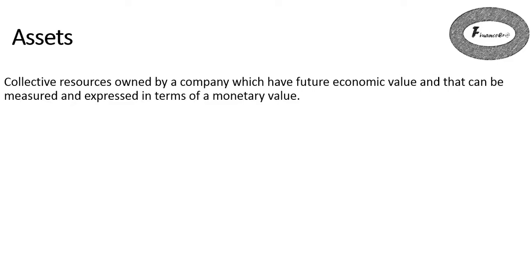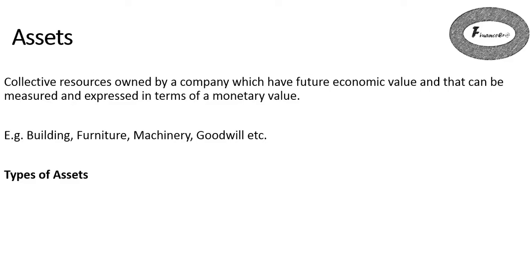Assets are collective resources owned by a company which have future economic value that can be measured and expressed in terms of a monetary value. Some examples of assets are a building, furniture, machinery, goodwill, etc. Building, furniture and machinery are tangible assets, while goodwill is an intangible asset which cannot be touched or felt, but it has an economic value.